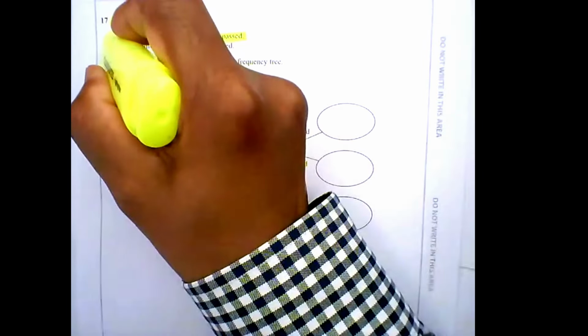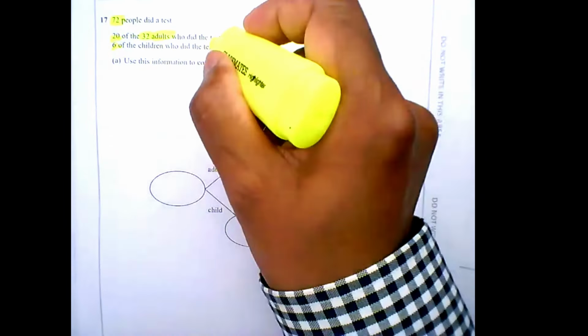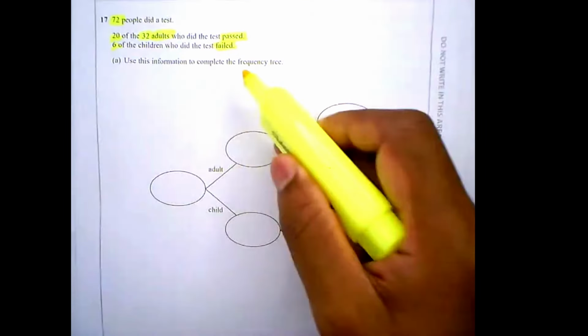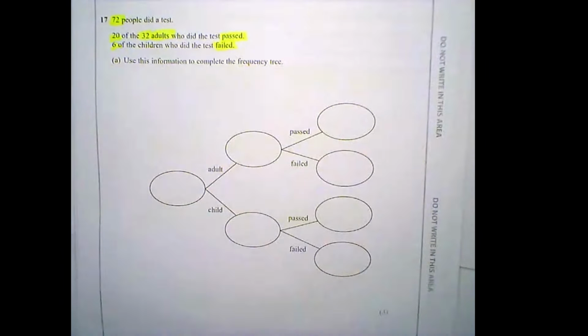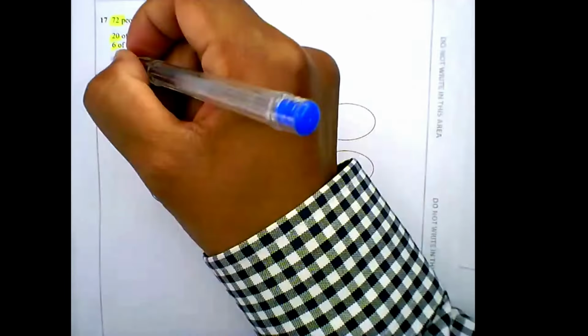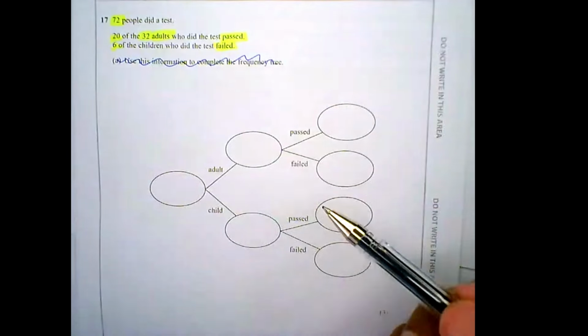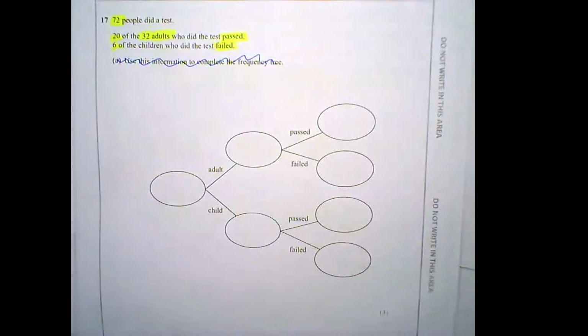6 of the children who did the test failed. So we've got that. Use this information to complete the frequency tree. So we don't really need that sentence. So similar to before, now instead of processing 4 lines of information, we are just processing 3 lines of information.